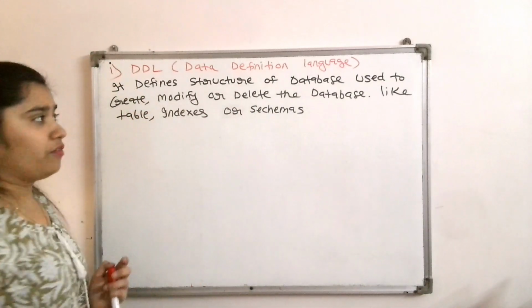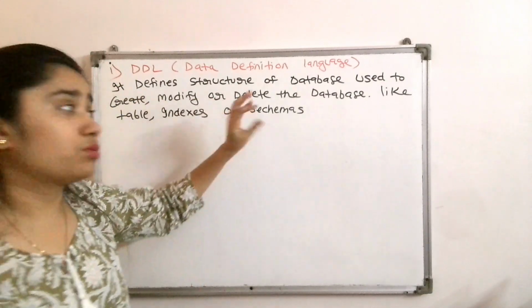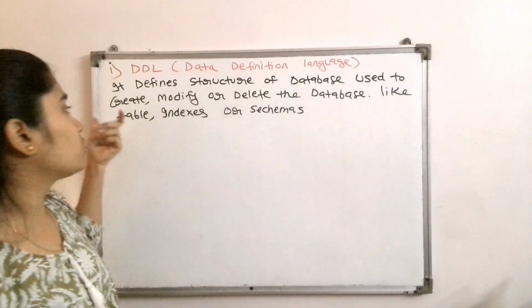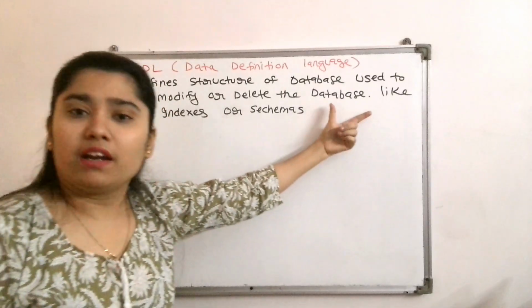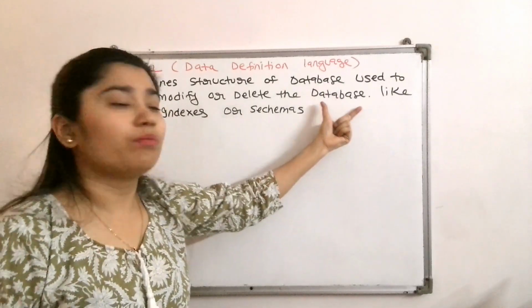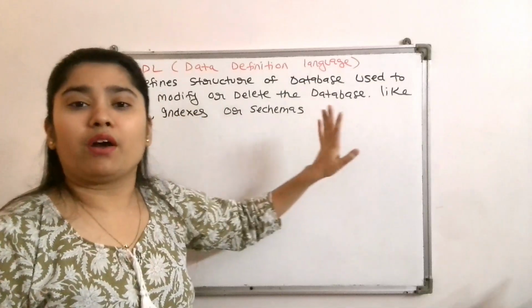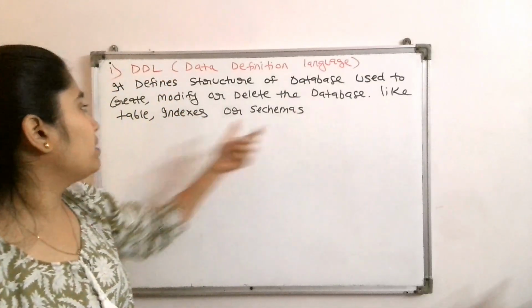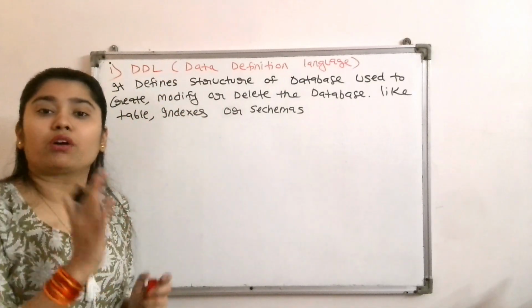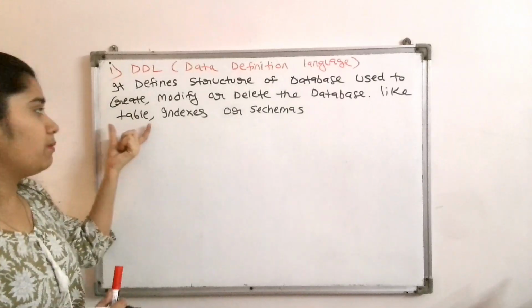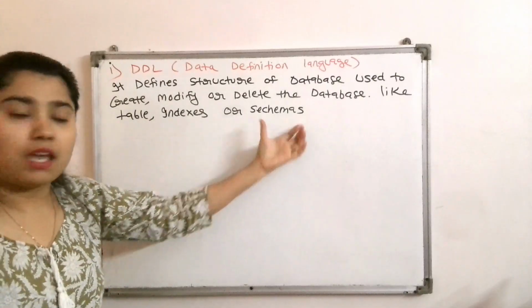Okay, so this is the data definition language. It defines the structure of the database and it is used to create, modify, or delete the database. This language is used for the database to create, modify, or delete, like the table. Okay, we are talking about the whole table, so the tables, indexes, or the schemas.